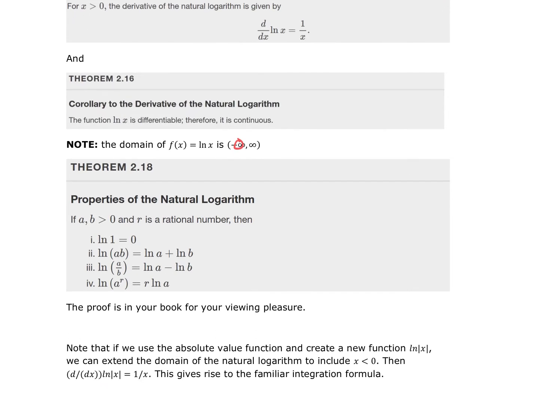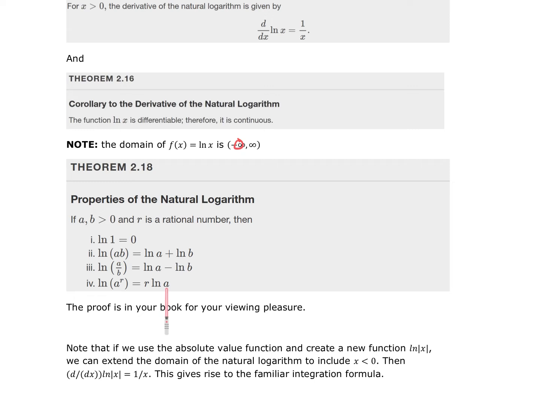Here are some properties that we discovered in pre-calculus 1, so we're just going to go over them again. The proofs are in your book. We didn't really prove them rigorously in pre-calculus 1. We just said this is it. So we know the natural log of 1 is 0. The natural log of the product AB is the natural log of A plus the natural log of B. The natural log of A over B is the natural log of A minus the natural log of B, and the natural log of A to the r is r times the natural log of A.